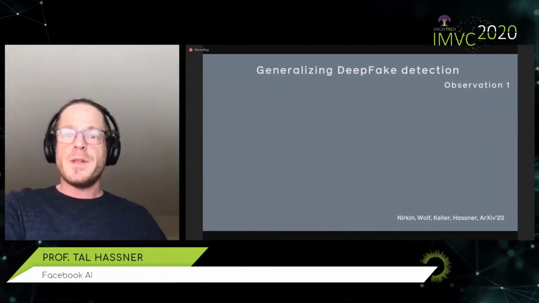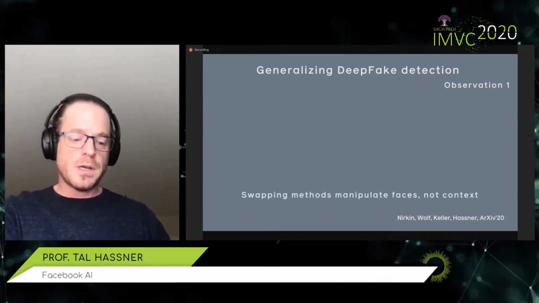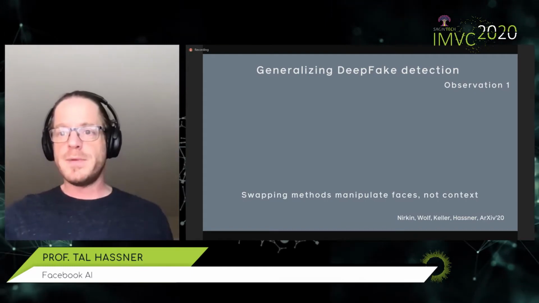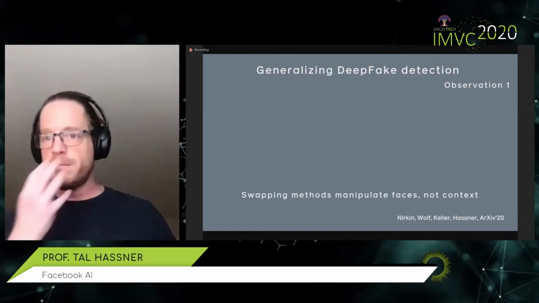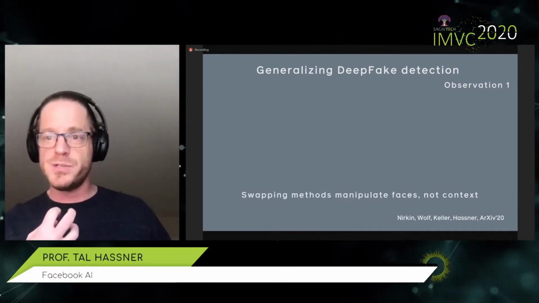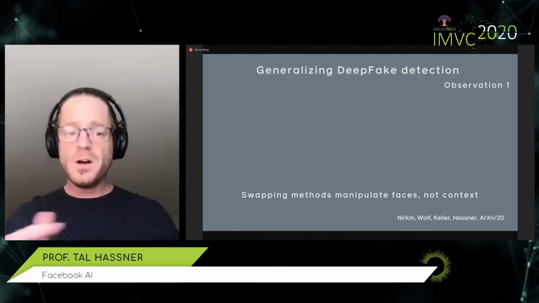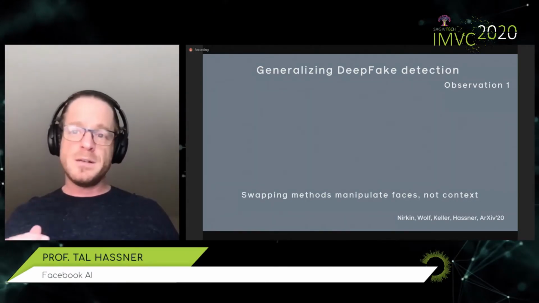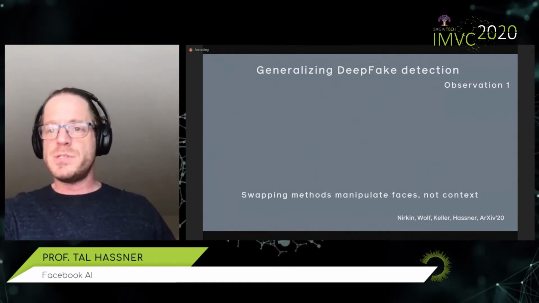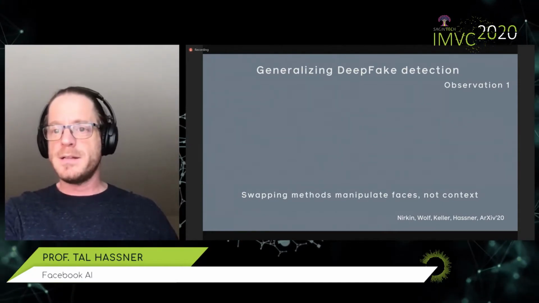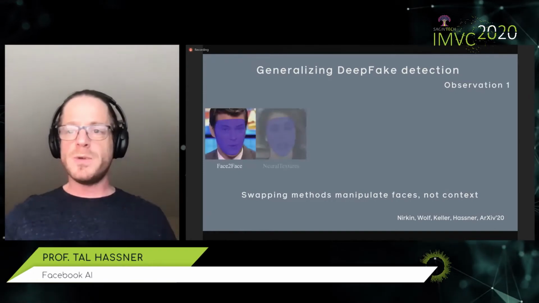Observation number one. All face swapping methods, and I should point out that I'm talking about face swapping in particular right now. I'm not talking about new view synthesis, not talking about face reenactment where you're just changing a person's expressions. I'm talking about swapping one face over another. All face swapping methods in the past and probably also in the future have one thing in common, and that is they manipulate just the region of the face and not the context, not the rest of the photo. And I'll visualize that for you.